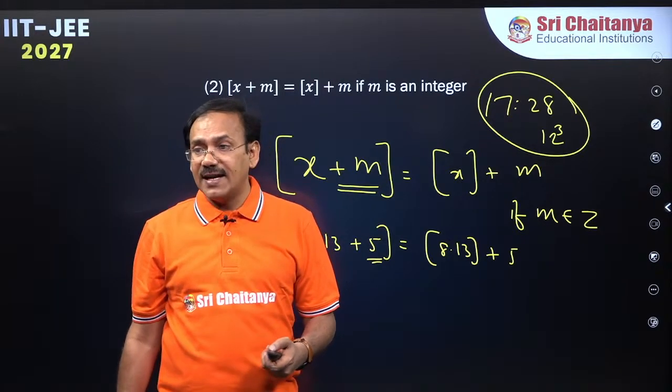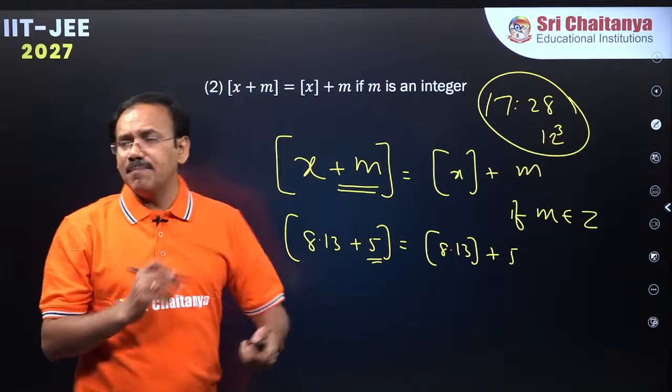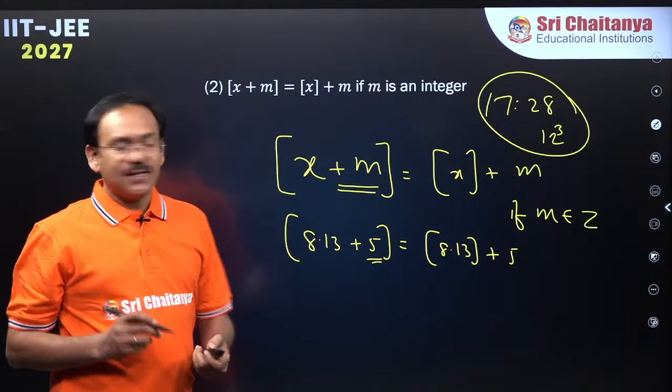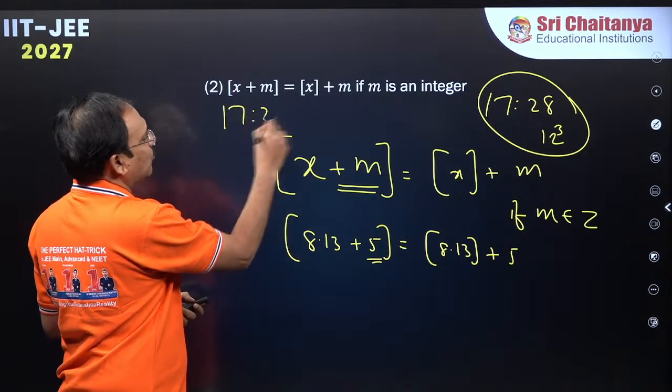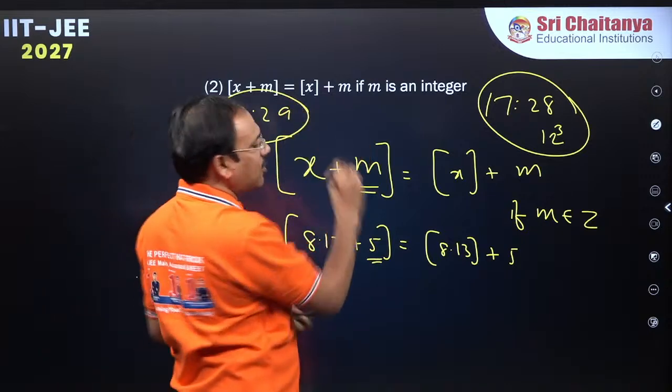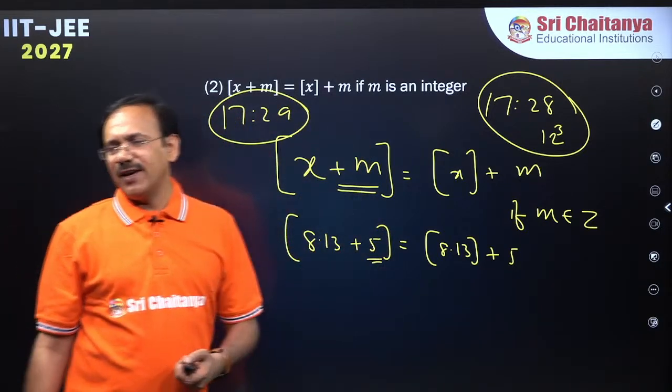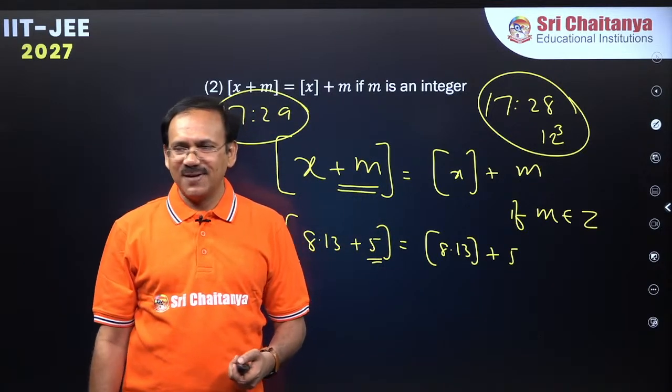Right, everyone? It's a very, very important property. The time is 1729, the Ramanujan number, 12 cube plus 1 cube and 10 cube plus 9 cube.